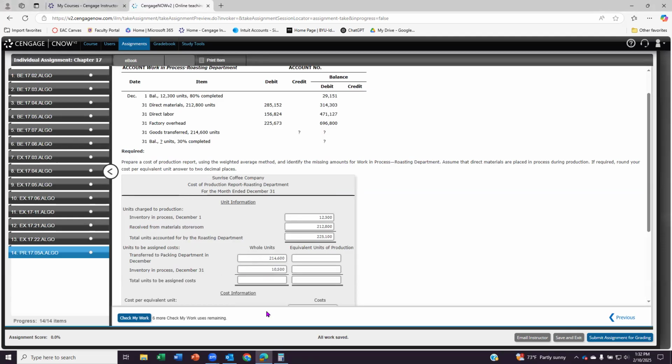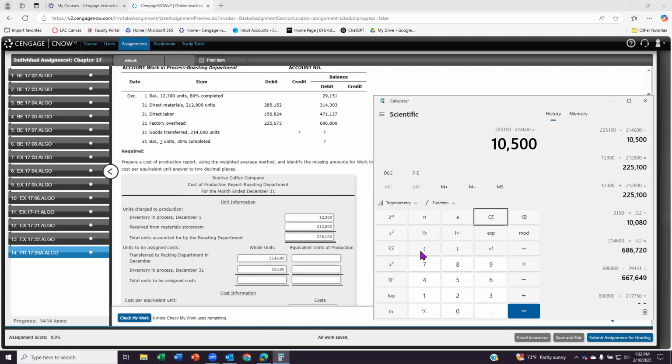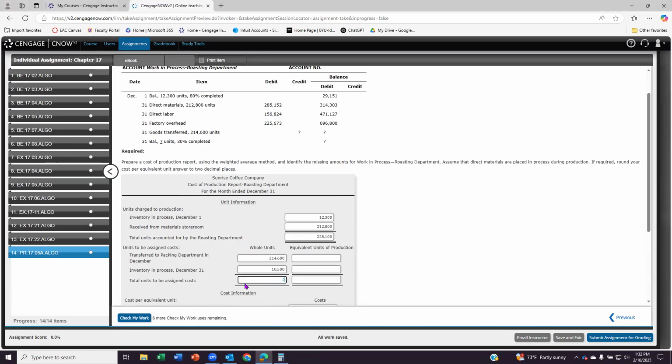Remember, these are in whole units. We can add those up. And that's going to give us our total units to be assigned cost, 225,100, which we can see actually matches up with our total units to account for. And then our equivalent units of production, for those we transferred out, those are whole units. So it means we transferred out 100% of a unit. So it's going to be the same as our whole units, 214,600.